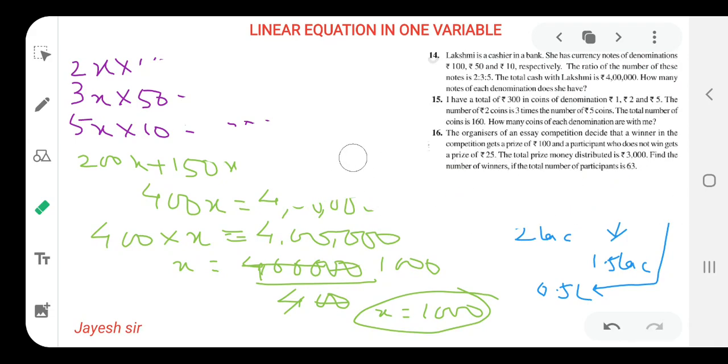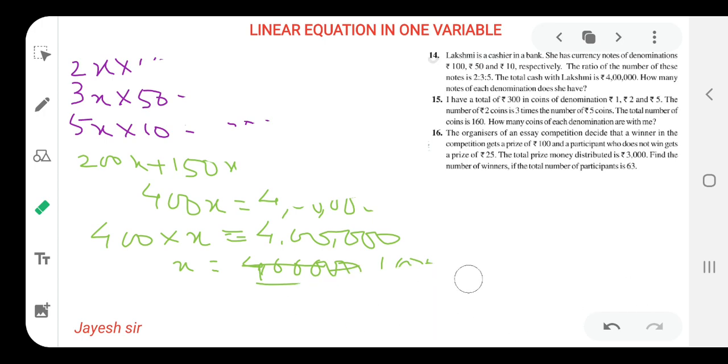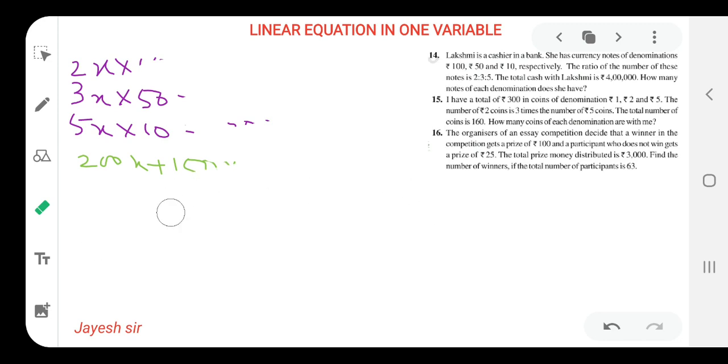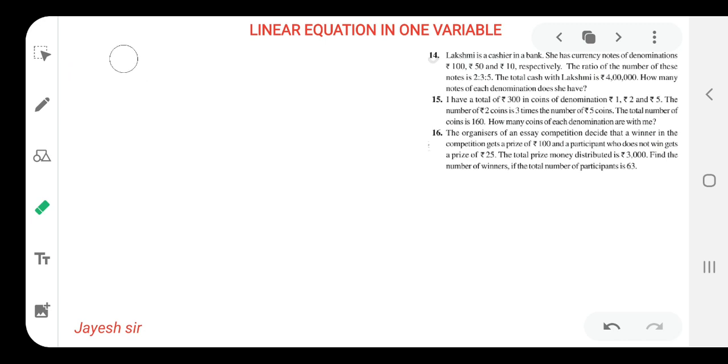If you understood, pause the video and try to solve the next sum on your own, because it has the same concept as this sum. I hope you all are capable of doing that sum on your own. So let's begin with the 15th sum. What is to be written? I have a total of 300 rupees in coins of denomination 1, 2 and 5. A similar type of sum is there.